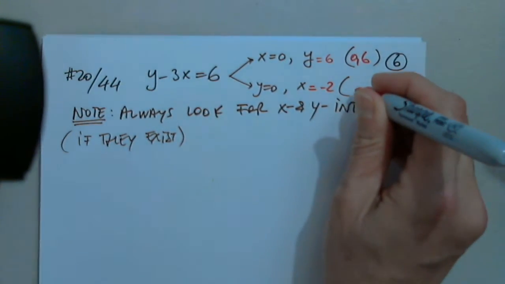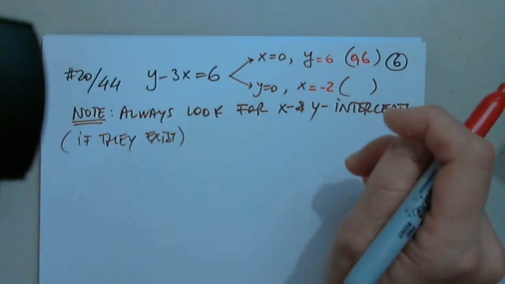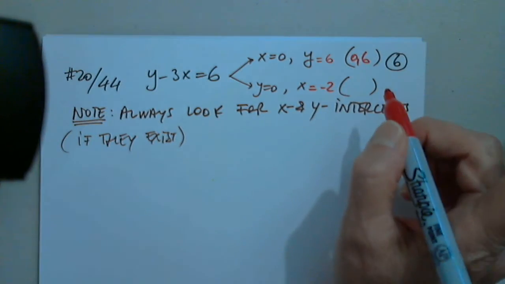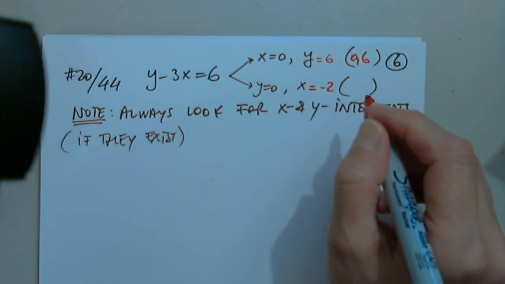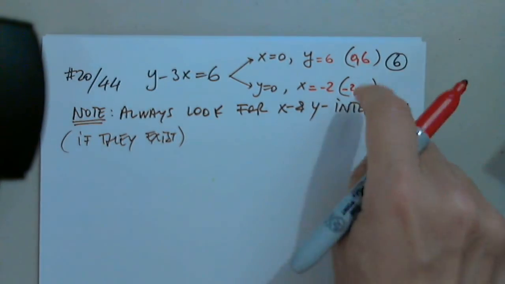So now I would like to determine the ordered pair. Thank you. 0, -2. Careful. Sorry, -2, 0. Excellent. That's all I need.